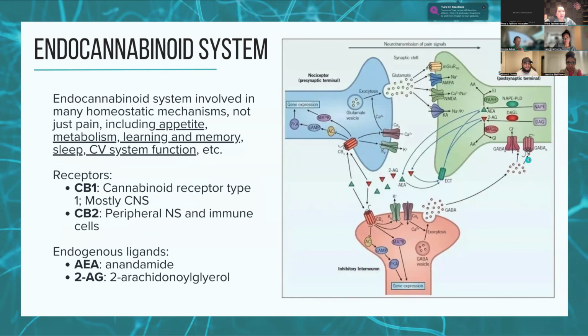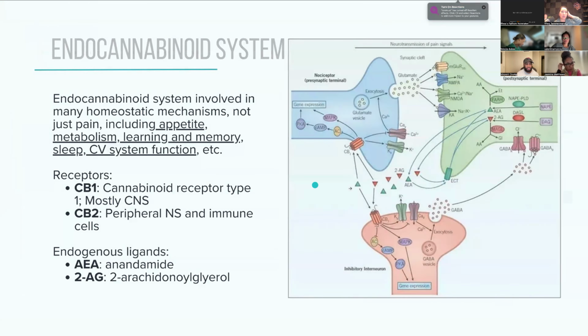Very briefly about the endocannabinoid system. It really is involved in a lot of homeostatic mechanisms, not just pain, so appetite, metabolism, learning, memory, sleep, just normal parts of functioning. There's two main receptors, CB1 and CB2. CB1 is mostly in the CNS, CB2 is more in the peripheral nervous system. And then you have two endogenous ligands that stimulate these cannabinoid receptors, AEA and 2-AG. So we'll just mention that briefly.